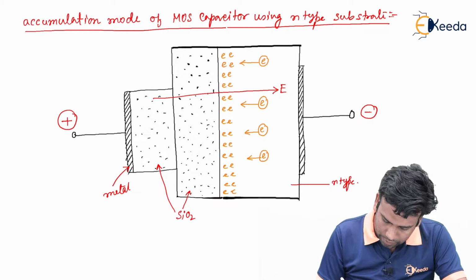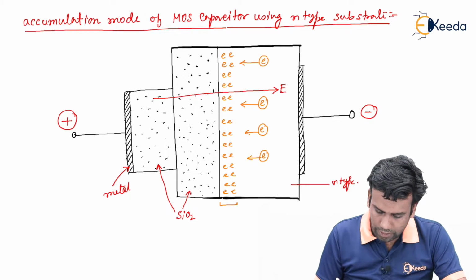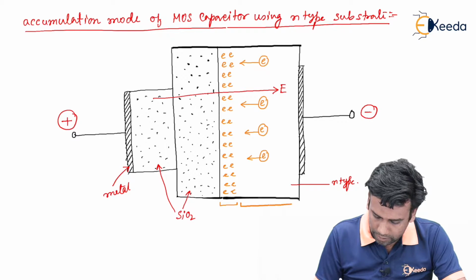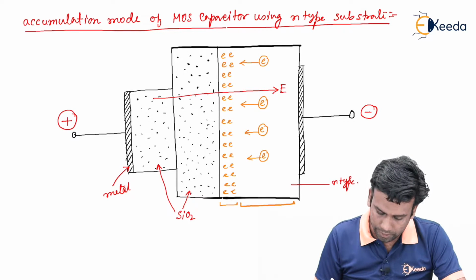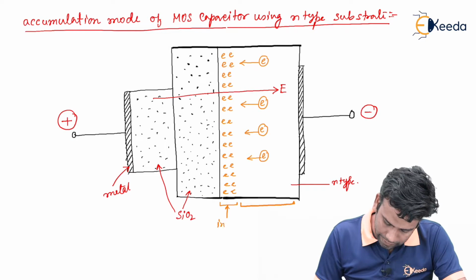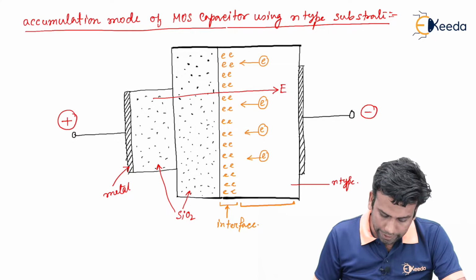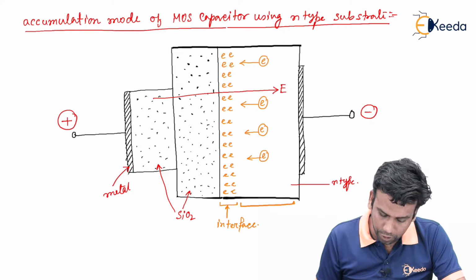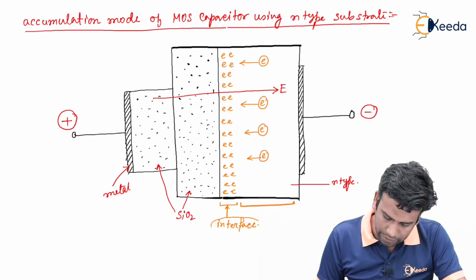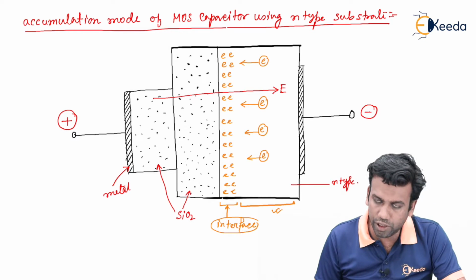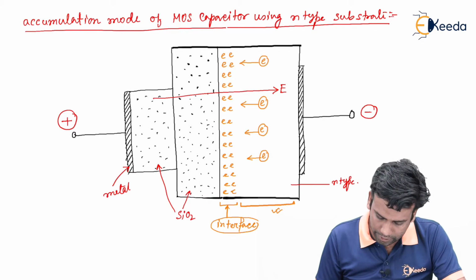So we can say this interface layer is now more N-type than this N-type layer. So this is the accumulation layer or interface layer in the accumulation mode, where a large amount of electrons has been accumulated at the interface layer. So this interface layer will now be more N-type than the other regions of the N-type semiconductor.